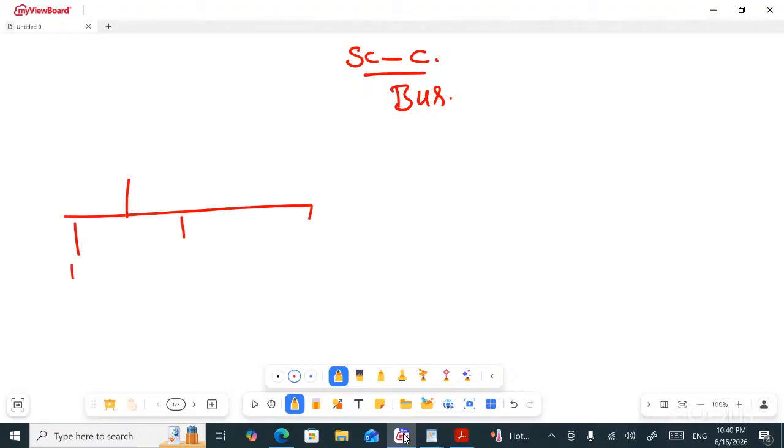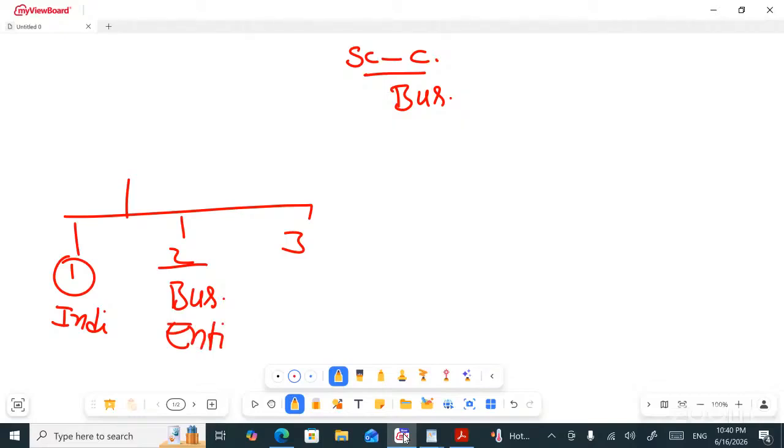Now coming to Schedule C. Schedule C relates to business income. One important point we have to understand: our syllabus is basically divided into 3 parts, 3 papers. Part 1 is individuals taxation. Part 2 is business entities. The third one is representation before the department by professionals. So this is our syllabus of 3 papers.